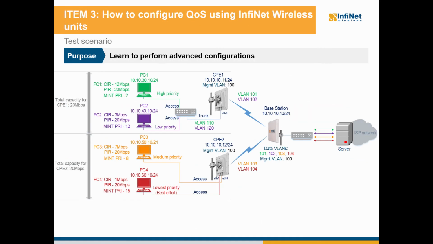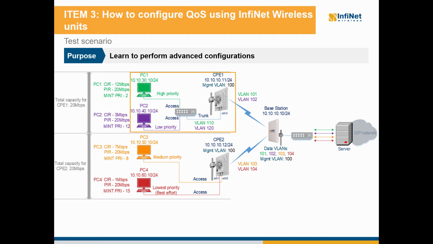Moving on to the last item of today's session, during which I will show you how to configure QoS on the Infinet units. For this purpose, I have prepared the setup that you can see in the picture. So we have a simple point-to-multipoint topology with one base station and two CPEs. The base station is connected to the servers of an ISP, and the CPEs are each connected to two client PCs. The customer traffic is separated across the ISP network using different VLANs.